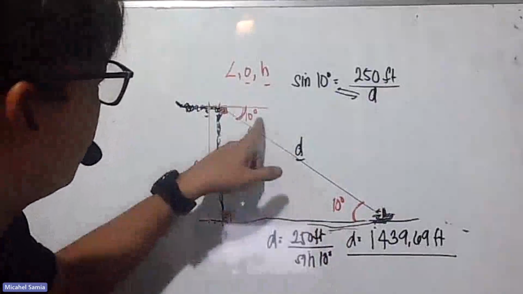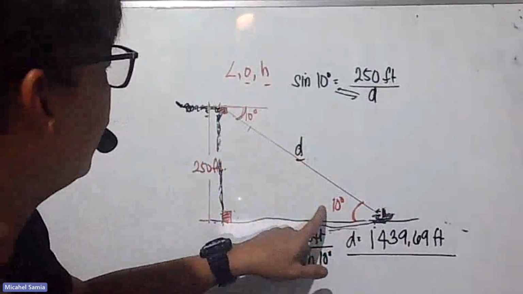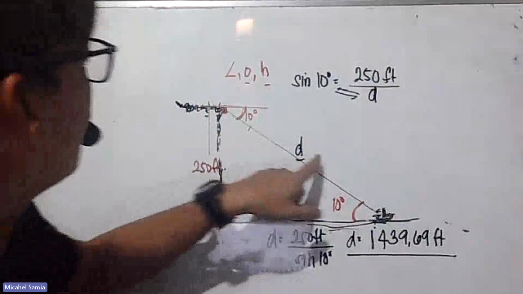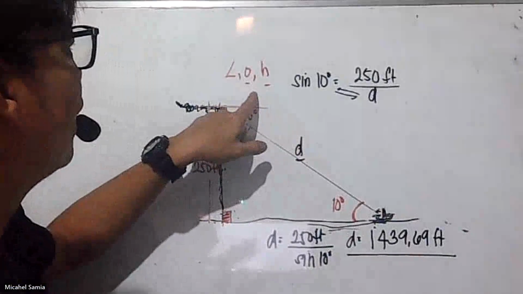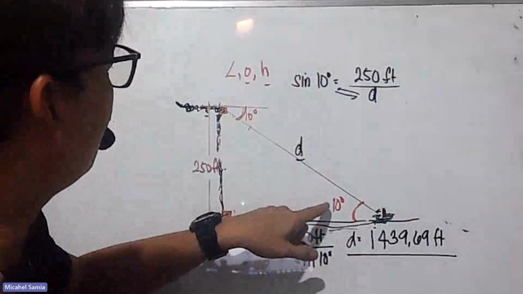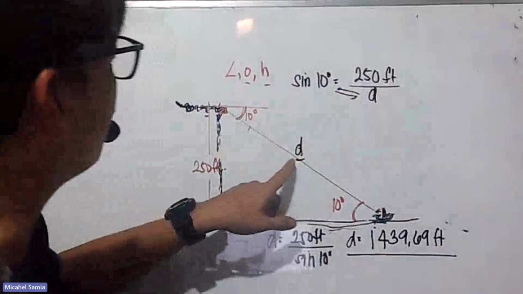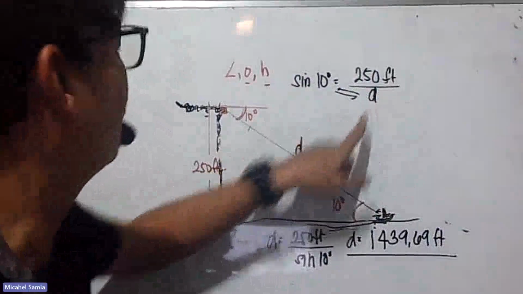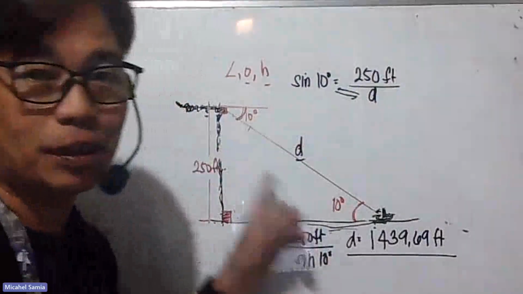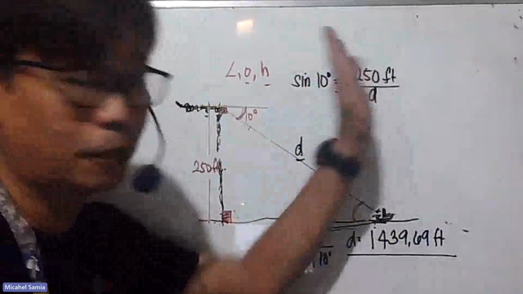I repeat, let's clarify that 10 degrees first. Okay, so 10 degrees, angle, opposite, hypotenuse. Same side pa rin. So sine of 10 degrees equals your opposite side, 250, divided by your hypotenuse, d. So the same solution will come out, although this is easier since you don't have to illustrate anything else.